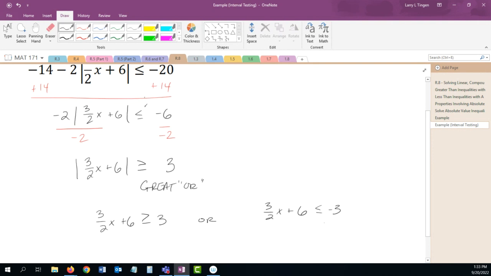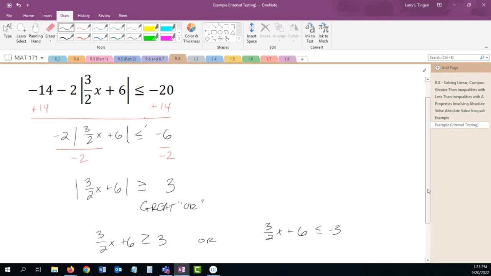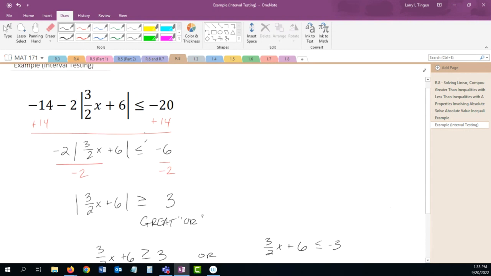When that negative 2 is over there, that means that 2 is multiplied. It multiplies everything inside the absolute value. Trouble is I can't distribute it because I'm not allowed to do math inside the absolute value. So that's why I have to get rid of it with the division.